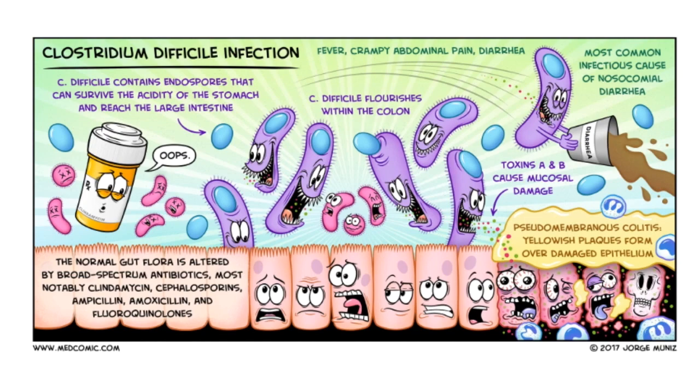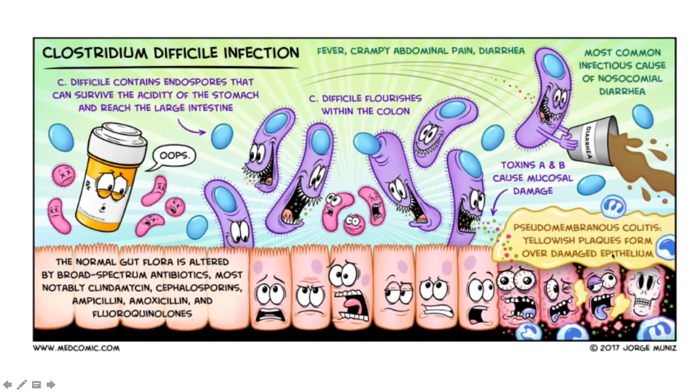All right. This is a fun diagram from Mr. George Muniz, once again, over at medcomic.com. Clostridium difficile infection. We know this causes antibiotic-associated diarrhea. So this is a fun diagram looking at these naughty C. diff bacteria sitting on the intestinal epithelium, in the lumen. Clostridium difficile contains endospores that can survive the acidity of the stomach and reach the large intestine. The normal gut flora is altered by broad-spectrum antibiotics, most notably clindamycin, cephalosporins, ampicillin, amoxicillin, and fluoroquinolones.